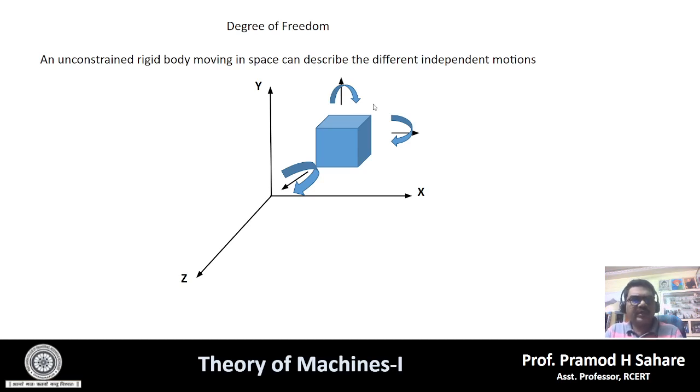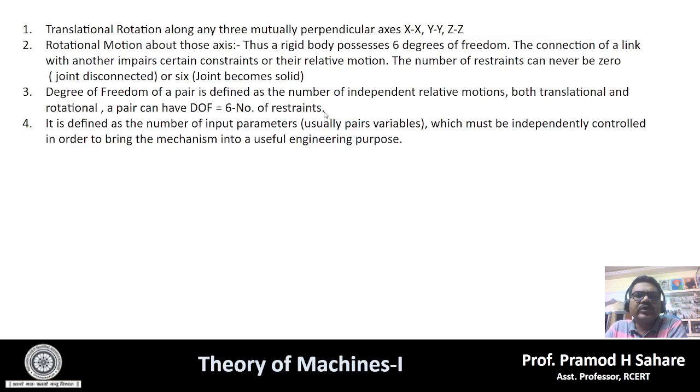As you can see in the next slide, translational motions are along 3 mutually perpendicular axes xx, yy, and zz, and there are rotational motions as well. A rigid body possesses 6 degrees of freedom. The connection of a link with another imposes certain constraints on relative motion. The number of restraints can never be 0. So as you can see, 3 translations and 3 rotations, as I told earlier, make 6 degrees of freedom.